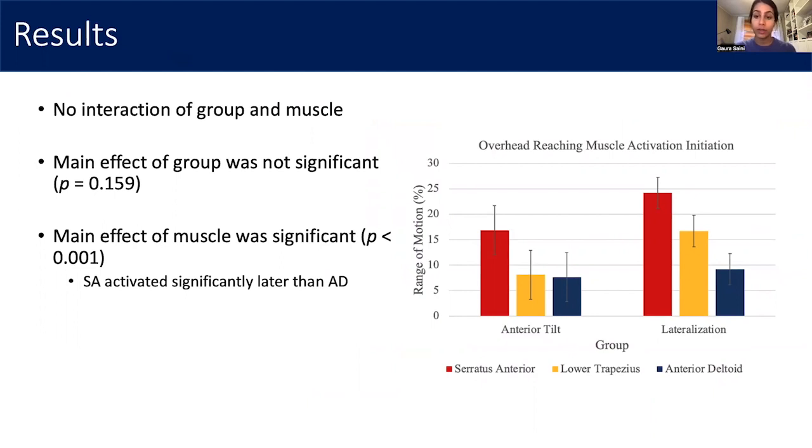And although the main effect of group was not significant, I have presented the group data here in this graph where I have the two groups and the three muscles within each group on the x-axis and the % of range of motion at which the muscles initially activated on the y-axis. And there are some possible trends here that may become significant with additional participants. One is that the serratus anterior in red seems to engage or initiate later than the blue anterior deltoid in both groups. And over here in the lateralization group, the lower trapezius in yellow is activating later than the deltoid.